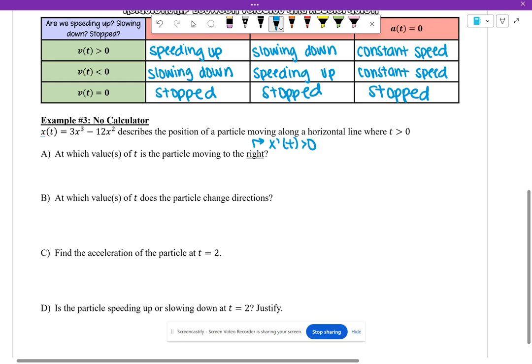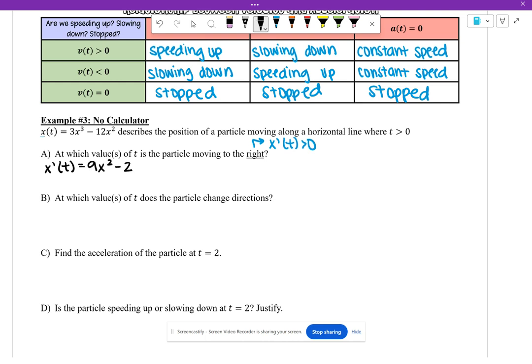Okay, so I know x prime of t, I'm going to need some power rules here. So this becomes 9x squared minus 24x. Okay. So I have found x prime of t. The next thing I want to do is factor. So x prime of t, I can divide everything in this function by 3x. So I get x prime of t equals whatever I factored out is going to come out here, and then I get 3x on the inside minus 8.